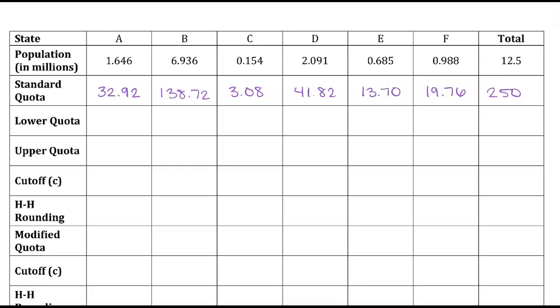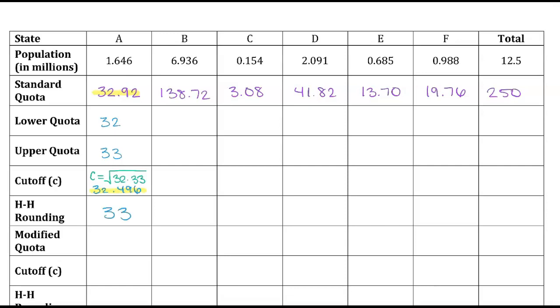State A has a standard quota of 32.92. This means that their lower quota is 32. And their upper quota is 33. The cutoff value will determine whether or not State A is given 32 or 33 seats. To calculate the cutoff value, we need to do C equal to the square root of 32 times 33. This gives us a cutoff point of 32.496. Comparing the standard quota to the cutoff point, we see that we want to round this standard quota up. Since the quota is greater than the cutoff, we round up.